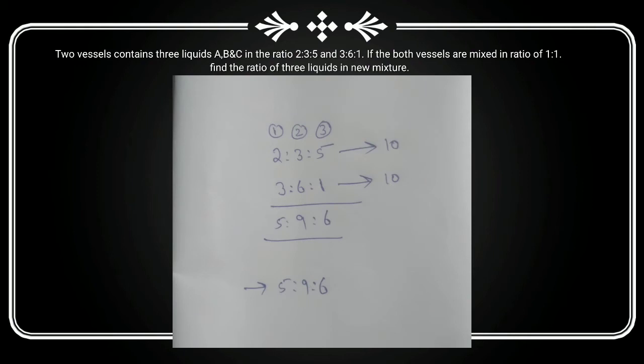In the first vessel, the liquid A is 2 parts and the liquid B is 3 parts and the liquid C is 5 parts. Total 10 parts. In the second vessel, the liquid A is 3 parts and the liquid B is 6 parts and the liquid C is 1 part. Total 10 parts. In both the vessels the parts are equal. If the parts are equal, directly add the ratios. Now the new ratio is 5 is to 9 is to 6. So the ratio of 3 liquids in the new mixture is 5 is to 9 is to 6.